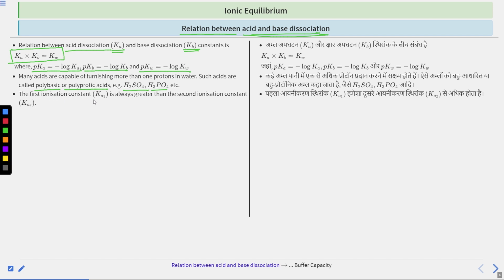The first ionization constant Ka1 is always greater than the second ionization constant Ka2. If we compare the ionization constants for a polyprotic acid, two ionization constants will come, right? When the first hydrogen ion is dissociating, the first ionization constant Ka1 comes, and when the second proton is dissociating, the second ionization constant Ka2 comes. So Ka1 is always greater than Ka2.